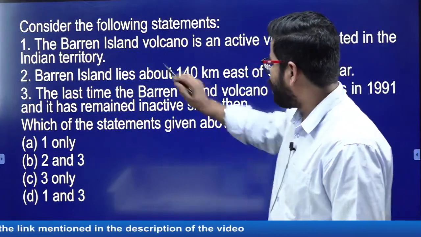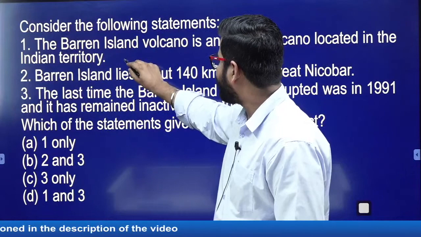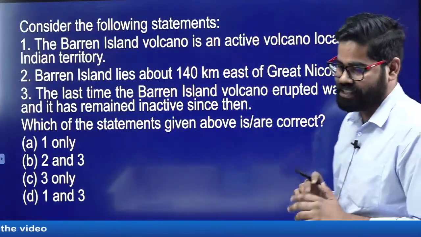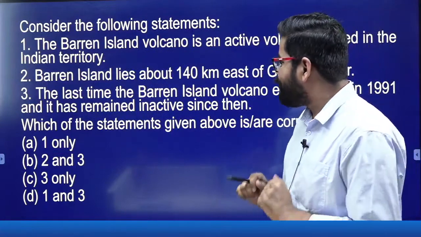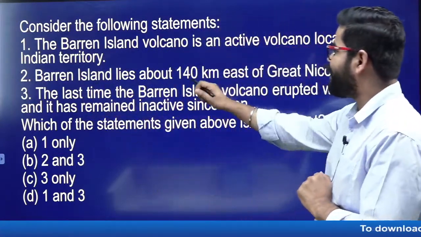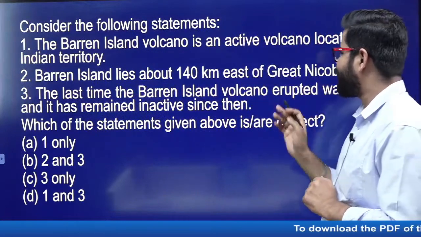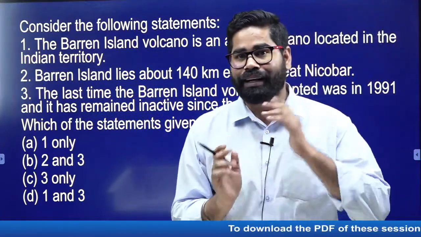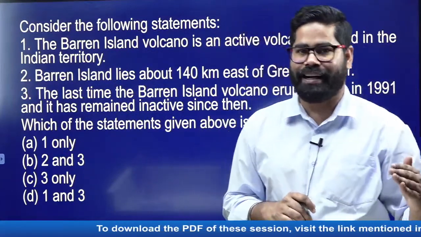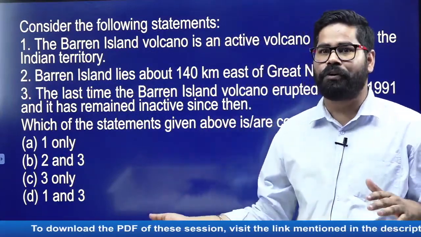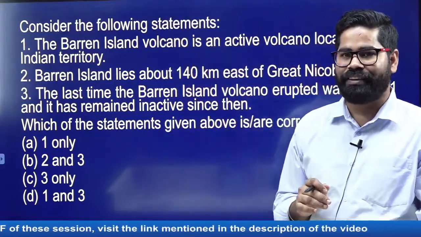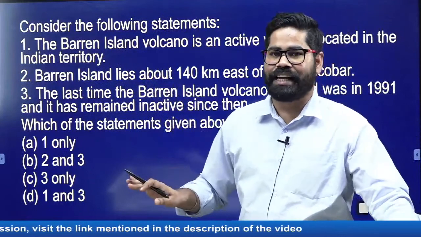See, the first statement is saying the Barren Island volcano is an active volcano located in the Indian territory. That is correct. But then the second statement says that Barren Island lies about 140 km east of Great Nicobar. No, that is an incorrect statement. Barren Island is near the Andaman Islands, not in the Nicobar, not in the south of it. It is located in the upper parts of the Andaman portion only. So here the second statement is incorrect.